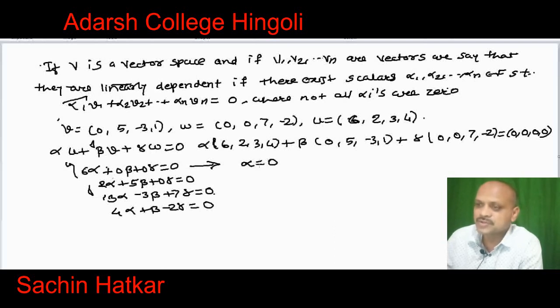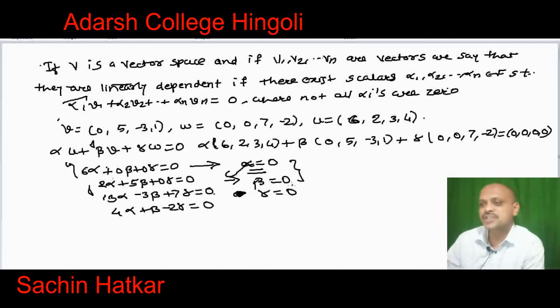Okay, if we substitute the value of alpha equal to 0 in the second equation, you can see that already we have 0 gamma. So if we put alpha equal to 0, we get beta equal to 0. Now in the third equation, put these two values and we get gamma equal to 0. So the linear combination is 0 only when all the scalars are 0, and therefore these vectors are linearly independent vectors.